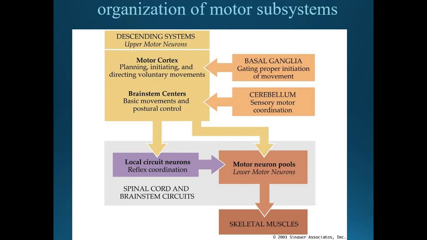The first area is local circuit neurons, for reflex coordination. It is not direct coordination, but it is called reflex coordination. The reflex coordination is also connected with motor neuron pools, the lower motor neurons. The brain centers are not connected only directly, but also through local circuit neurons.